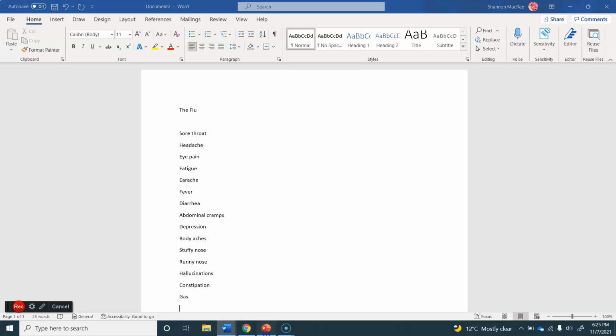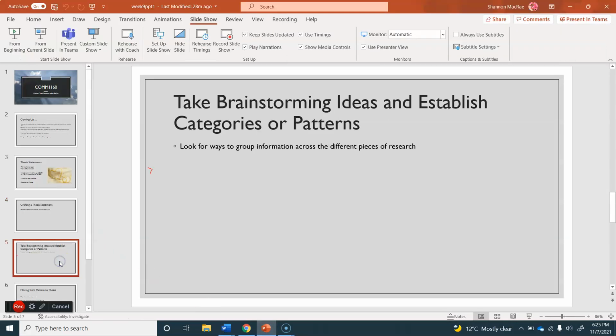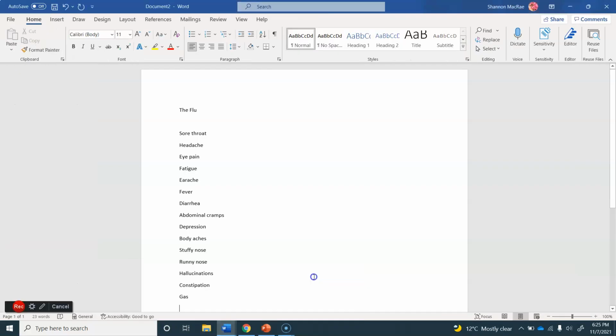Then your next step, once you've gone through that process, is to take those brainstorming ideas and establish categories or look for patterns within the information. Because it's categories or patterns that you see in the information that are going to help you write a really solid thesis statement. So if I were to go back to my list and take a look, I would look for ways that I could group symptoms together.